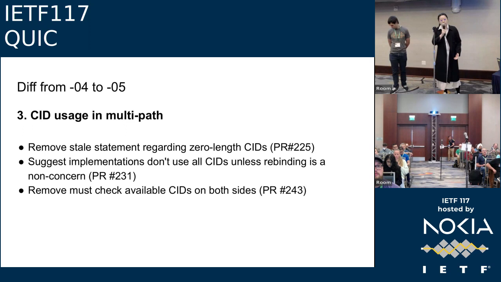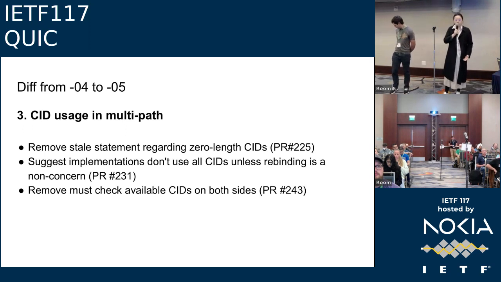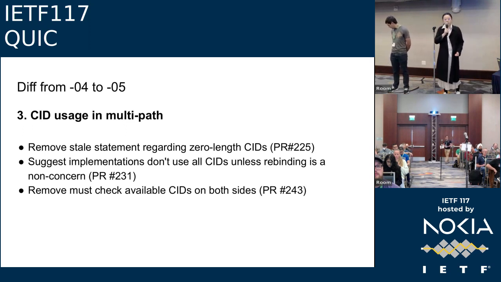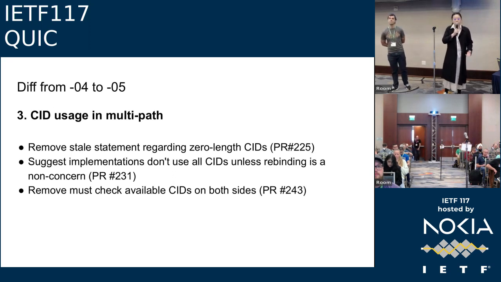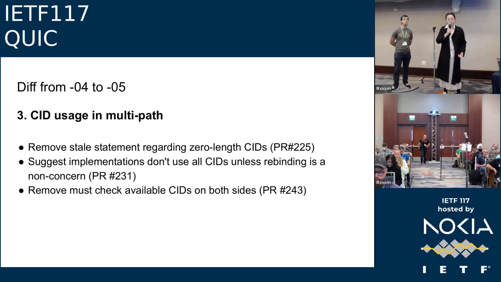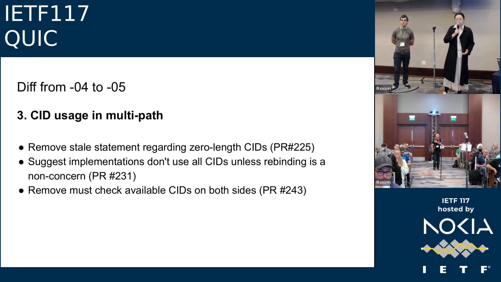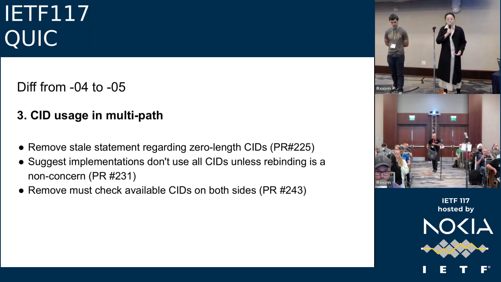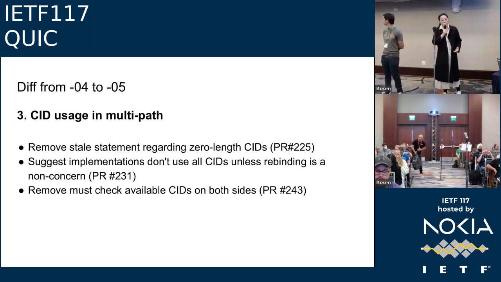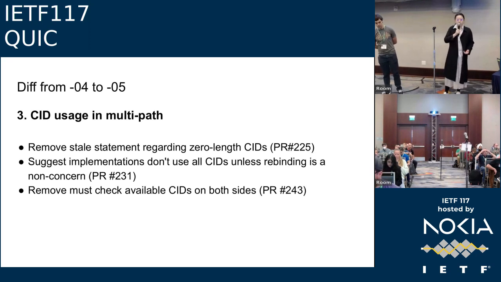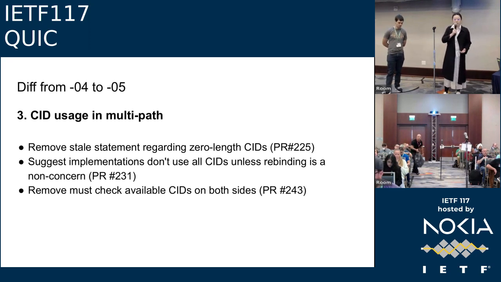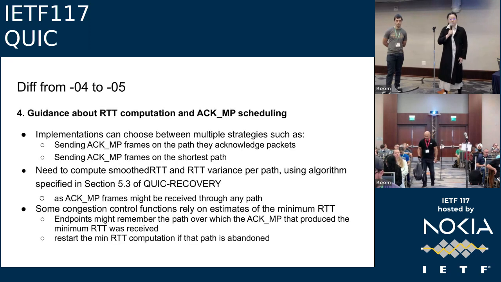And we update the CID usage in multipath, as we have removed the virtual CID support in the current draft. We remove all the stale statements about this, and we suggest implementations should have at least one available CID unless they don't care about rebinding. Next slide, please.